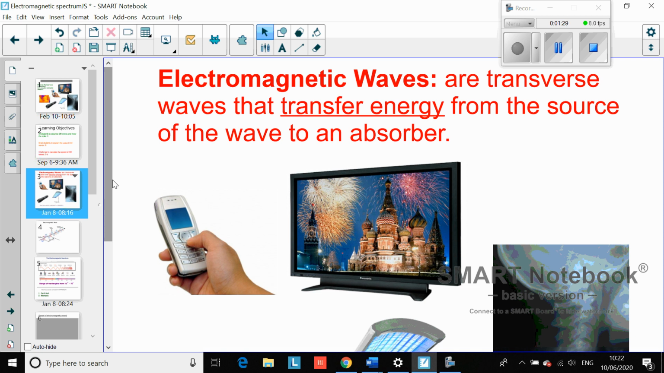So the main thing, electromagnetic waves are transverse waves that transfer energy from a source to an absorber. For example, a source of electromagnetic waves might be the sun. It gives off these waves of energy, and those are transferred across space to the Earth. The Earth absorbs them and gets warmed up by them. Key point, all electromagnetic waves are transverse. Remember, that means they oscillate at a right angle to the direction of the wave movement.